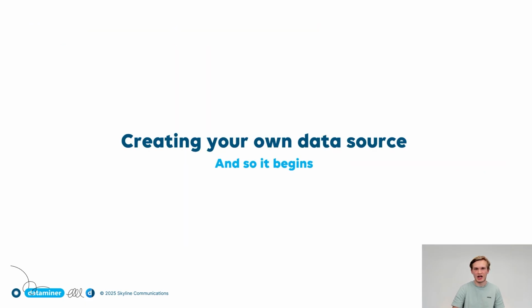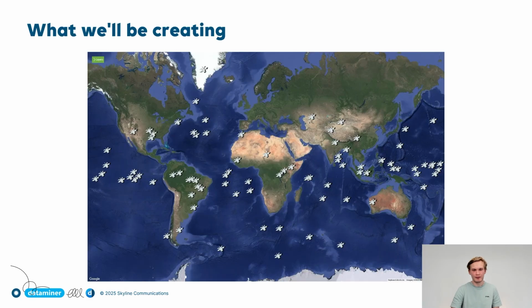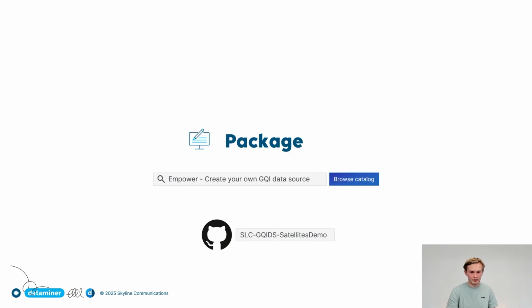So let us see how we actually create one. What we'll be creating in this session is a view on a map with satellites. The satellite data is going to be gotten from an API, so something that isn't DataMiner, and we will be showing how you get that API data into GKI and on a map in a dashboard.